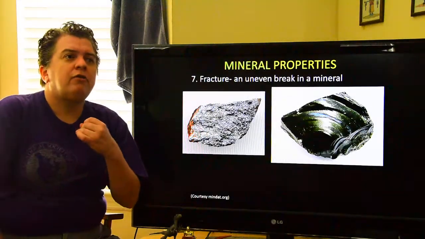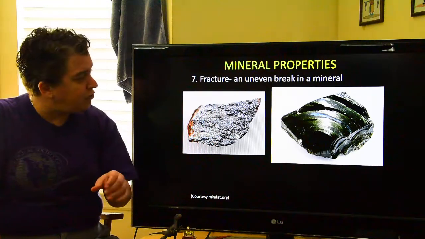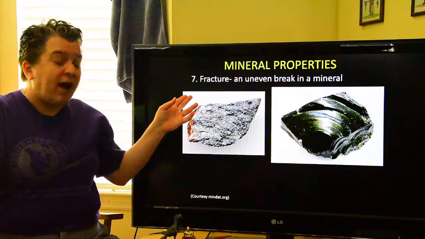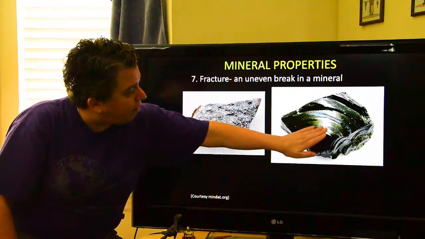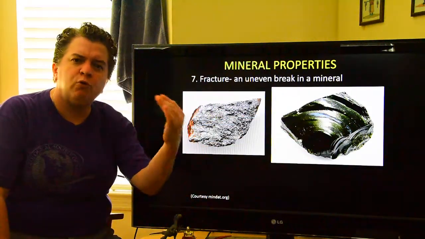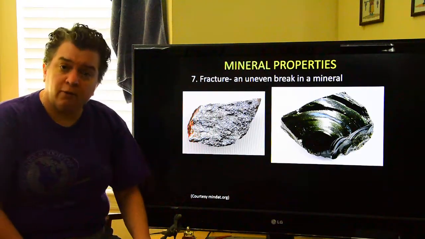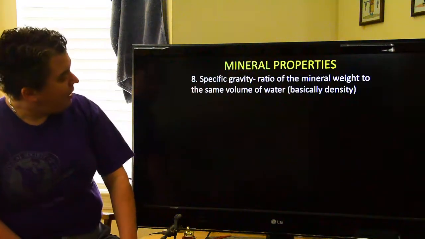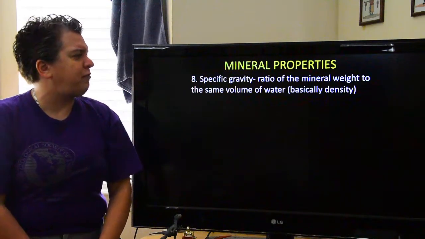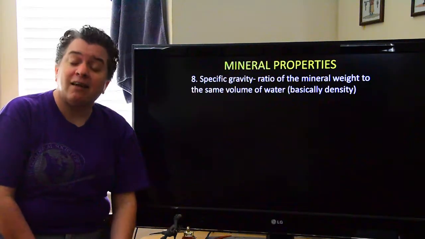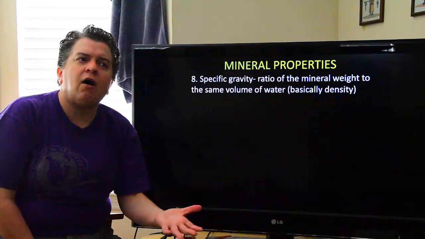Sometimes minerals don't have any weak zones of bonding, so they will not have cleavage, but they will break through fracture, and that's where you get an uneven break. Or you might get what's called a conchoidal fracture, where it's kind of smooth but curved. And that's a diagnostic thing for certain minerals, their fracture. Specific gravity is, technically, the ratio of the mineral weight to the same volume of water, but you can think of it as density, where some minerals simply are denser than others.